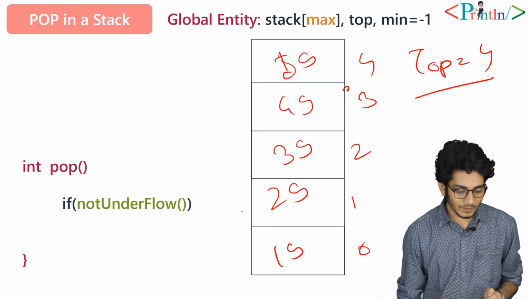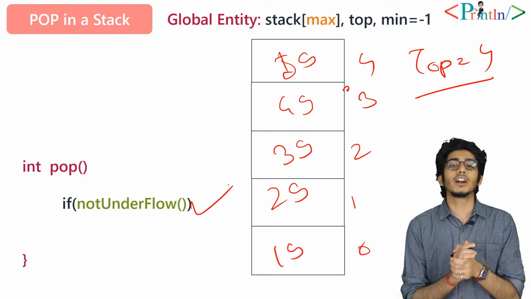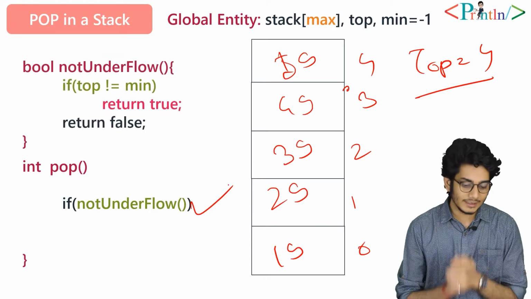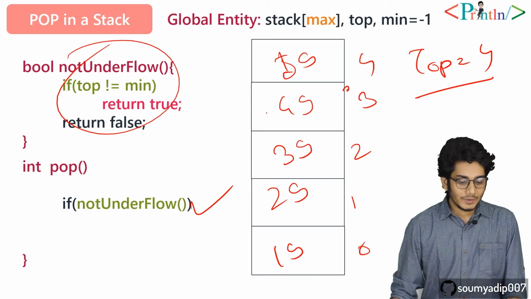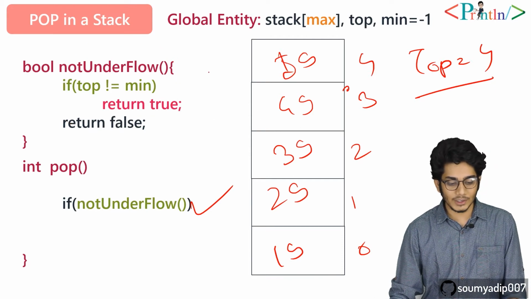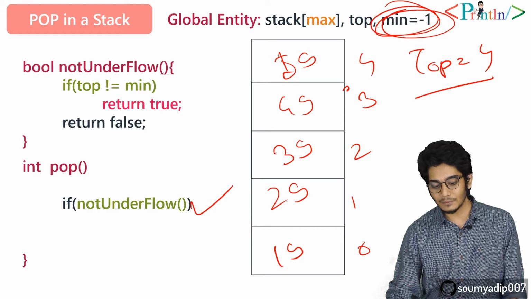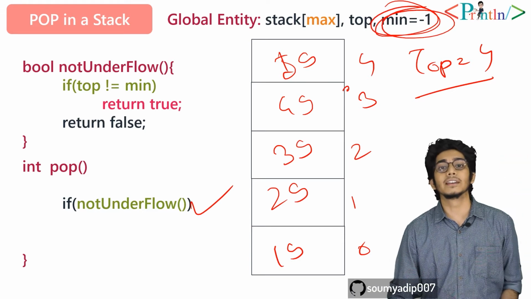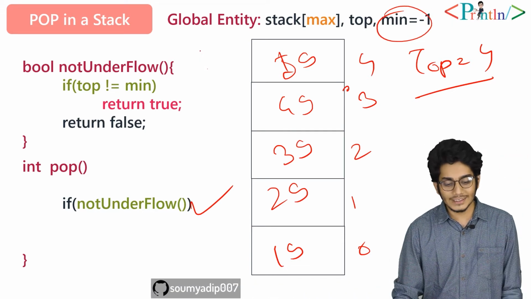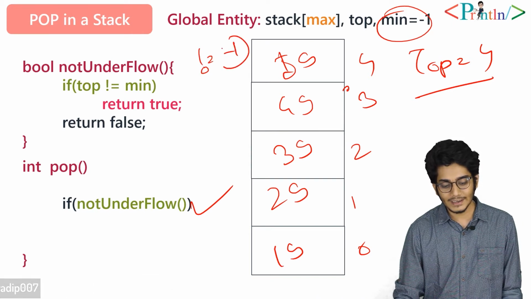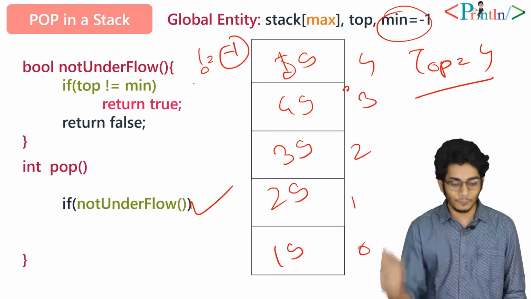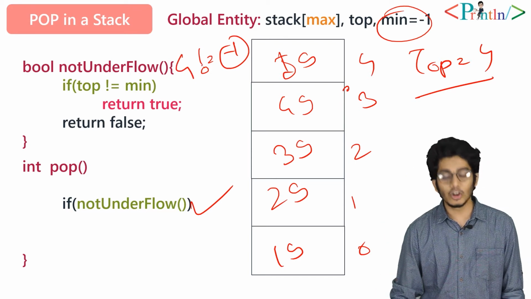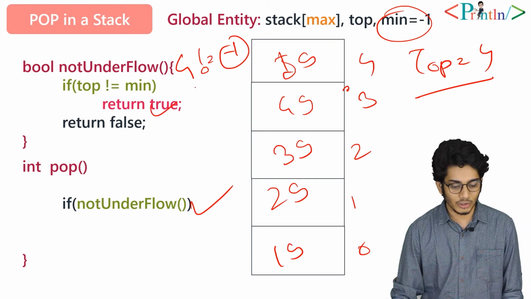Now if we call this not underflow function, then we'll see how this function works. You can see that top not equals to min. So what is the value of min? Initially, that is -1. So we'll check everything with -1. Now what is the value of the top? The value of the top is 4. 4 not equals to -1, so it will return true.